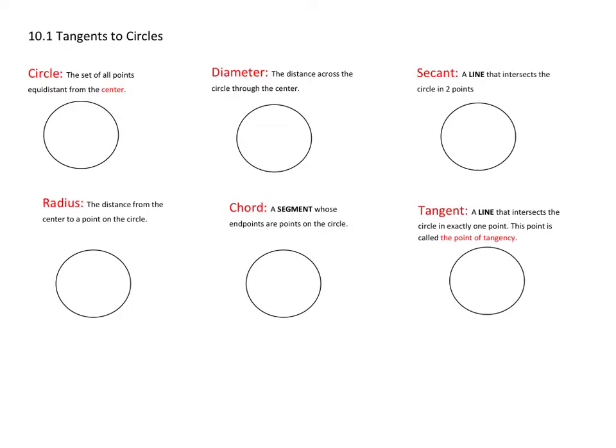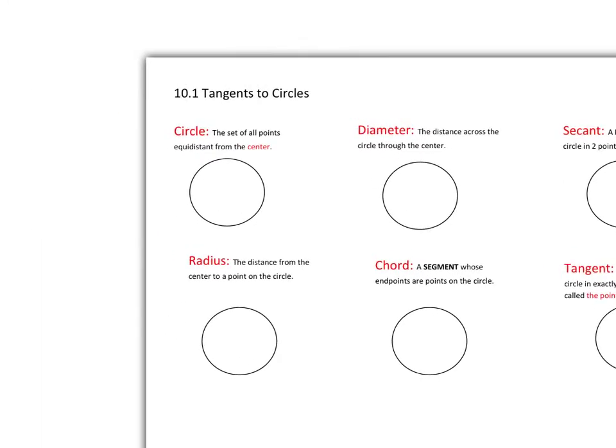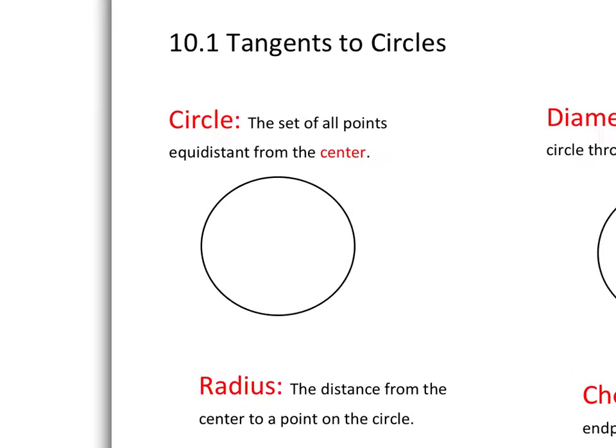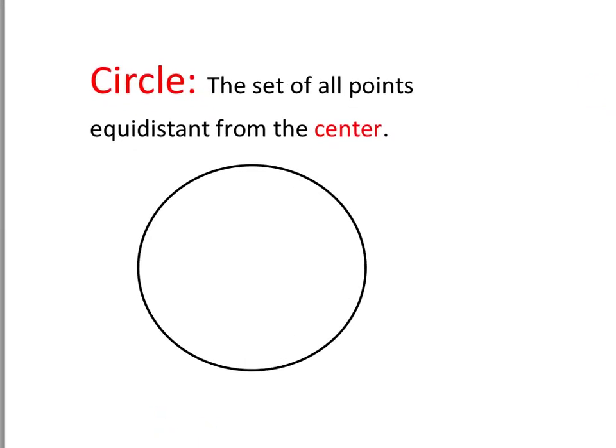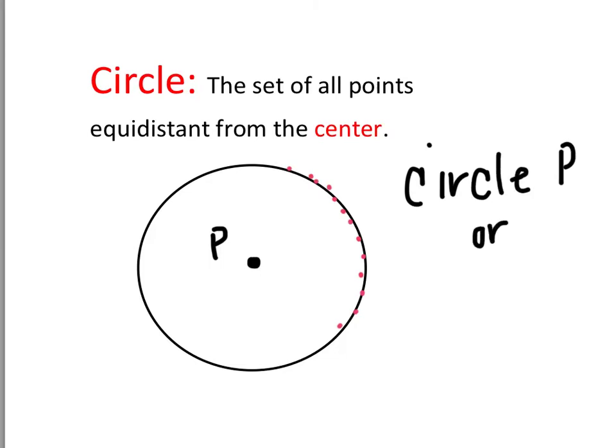So we're going to start with just a circle. A circle is the set of all points that are equidistant from the center. So for example, if this is center P, a circle is the set of all of these points that are all equidistant from P. It's written as circle P, or this little circle with the center, P.